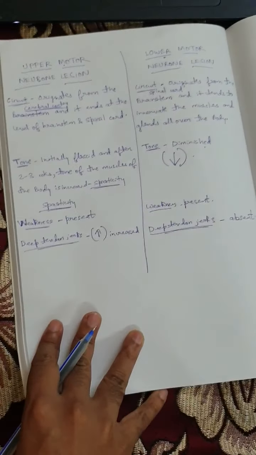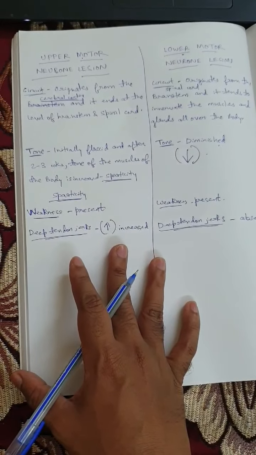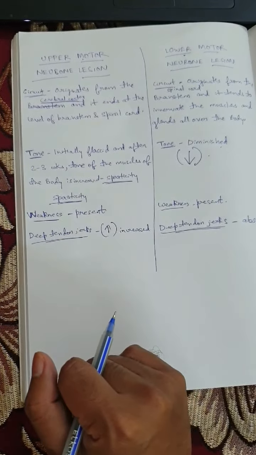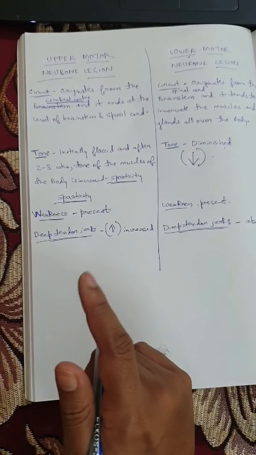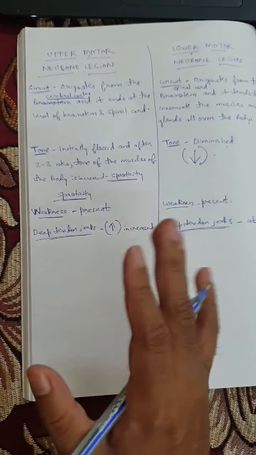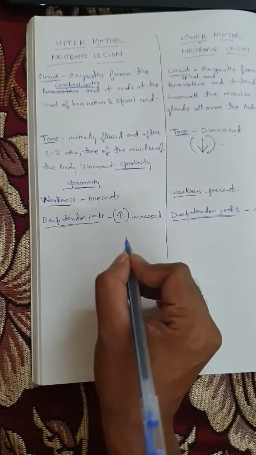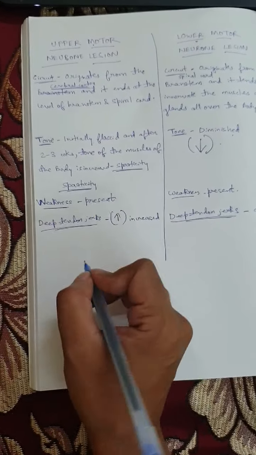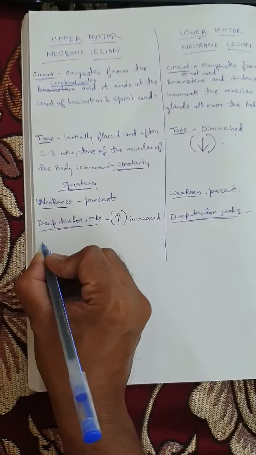I'll be covering deep tendon jerks later. We have two types of jerks that we need to examine in the neurological examination: superficial jerks and deep jerks. That will be covered in a separate topic. For now, you just need to understand these subtopics. First memorize this, and after that we'll move into the subsequent topics. Now we have the clonus.